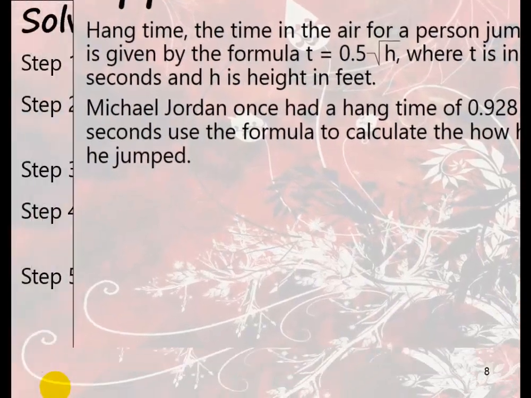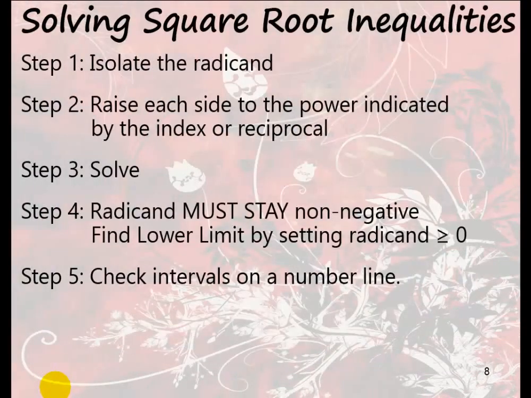All right, now we're going to change gears a little bit, and we're going to solve square root inequalities. We're going to do a lot of the same thing. We're going to isolate the radicand, then we're going to raise each side to the power indicated by the reciprocal. In this case, these will all be square roots. We're going to solve, and then when we're doing inequalities, we have to be careful that the range of x's that we allow doesn't include anything that lets the radicand go negative.